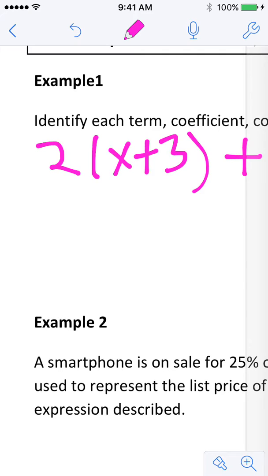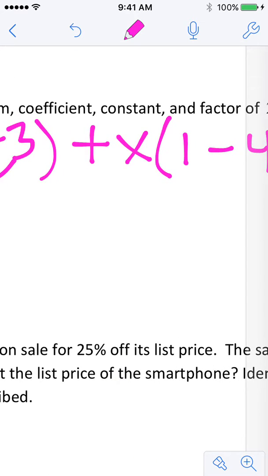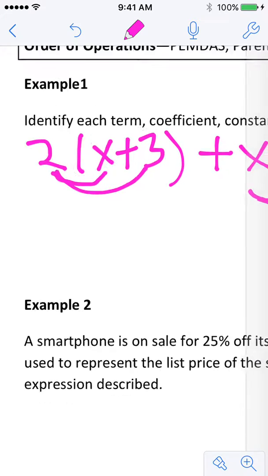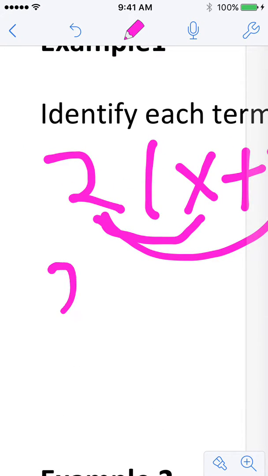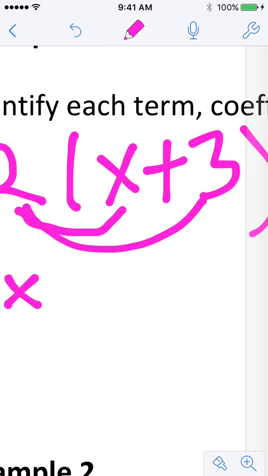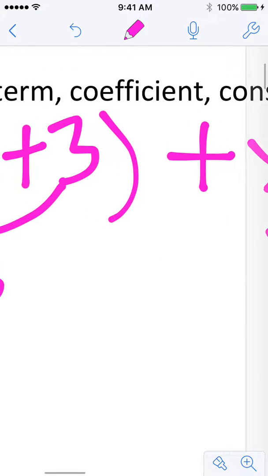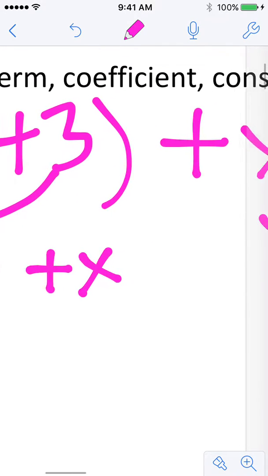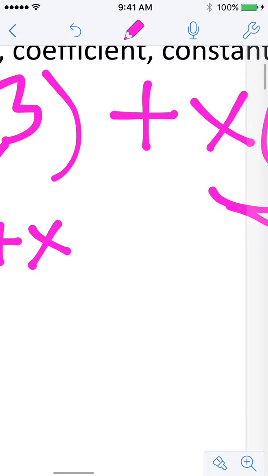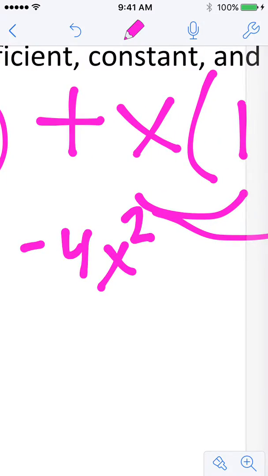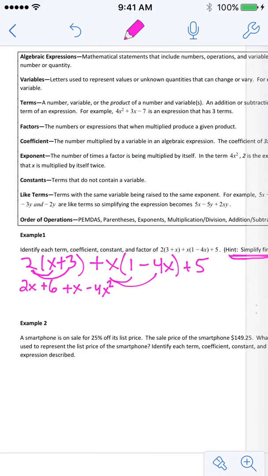Alrighty, I hope you guys said distribution, because that's always the first thing we want to do, right? Parentheses, PEMDAS, right? So we can start with parentheses. We put the 2 in, put the x in, and what we end up getting is 2 times x gives us 2x, and 2 times the 3 gives us plus 6. Over on the second one, we have 1 times x, which gives us a plus x. And then we have an x times a negative 4x, so negative 4x times x, or x squared, right? And then, of course, we'd never want to forget that little plus 5 on the end there.